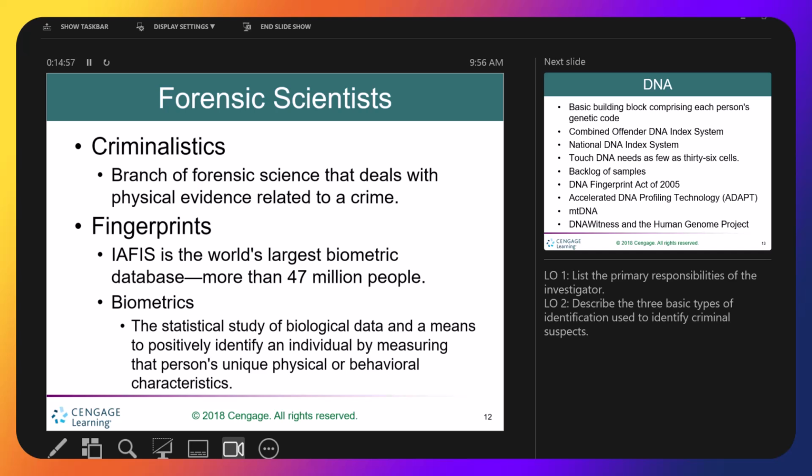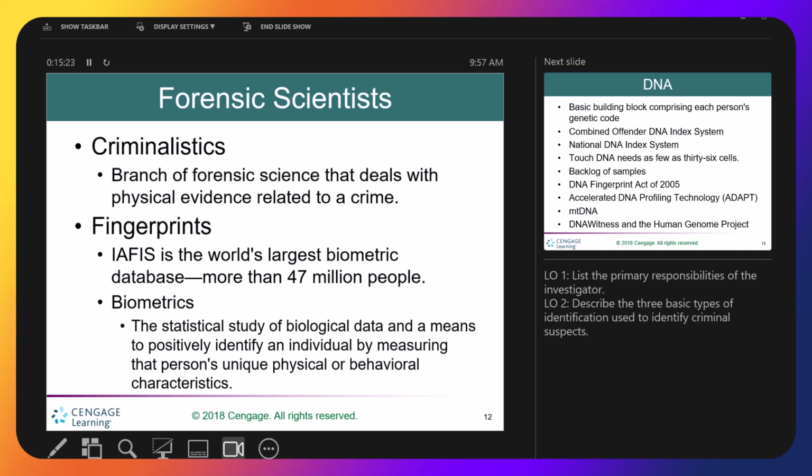Fingerprints. So you have IAFIS, which is the world's largest biometric database. More than 47 million people. So when you look at international, you have fingerprints from international, because once people have committed serious crimes, they go into this database. And so now you can run fingerprints from a scene through it to see if it matches somebody in there.